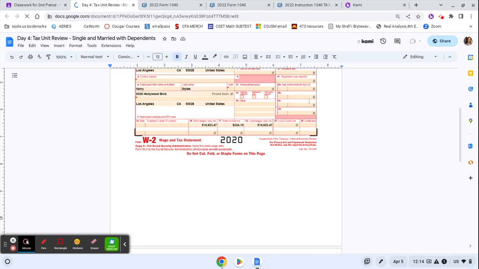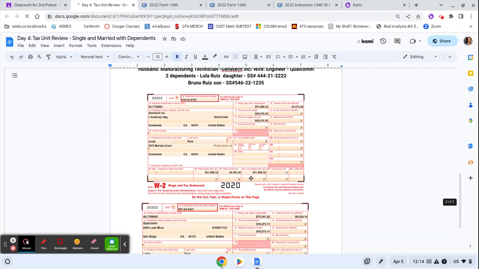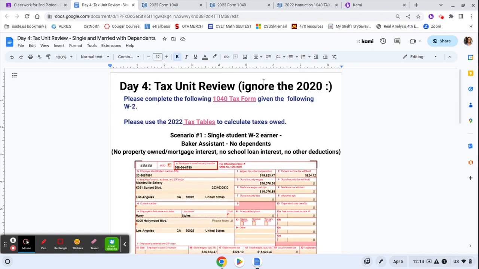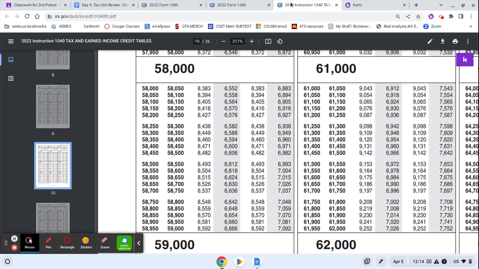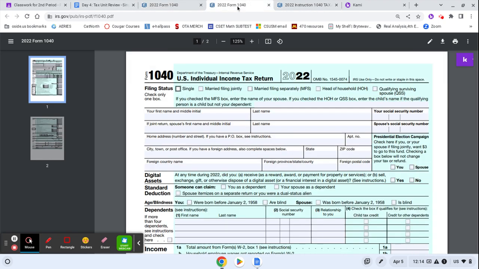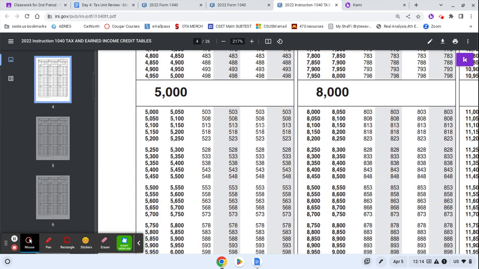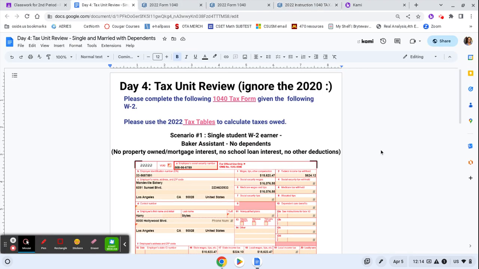Please ignore the 2020 on these tax W-2s. I forgot to update those to this year, 2022, but you get the point. So in order to complete this assignment, since we're doing two different taxes, please click twice on this 1040 tax form, open up and make sure you have two blank 1040s, and then also click on the second attachment to open up your tax table so that it's ready to go as well. Once you've got those three things open, we're ready to start our taxes.